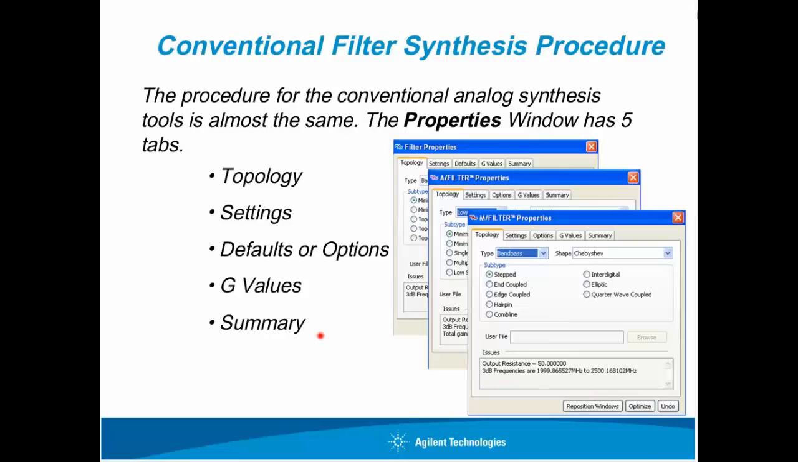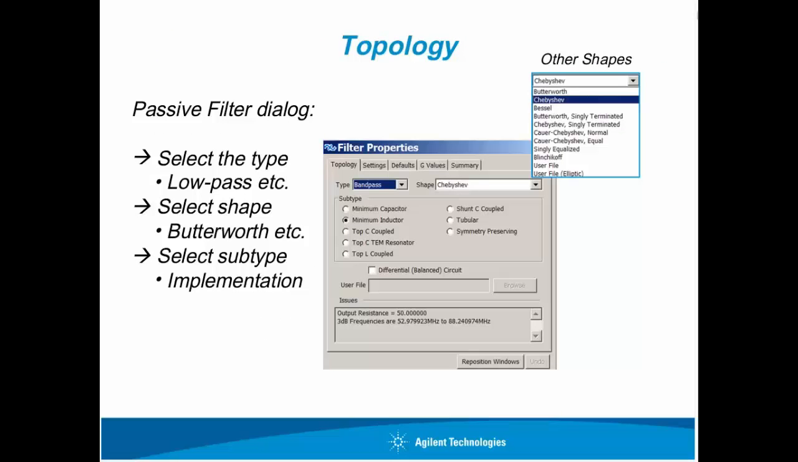And I'm going to show each one of these and how the process of the flow is within the conventional synthesis tools. So I'm going to use the LC or passive filter synthesis tool to show you what the conventional flow is. You typically start from the leftmost tab and work your way to the right.